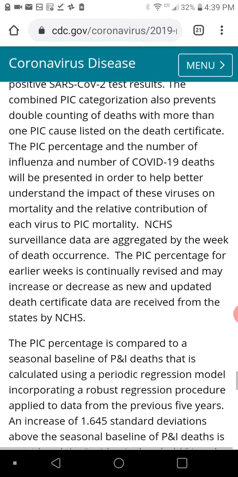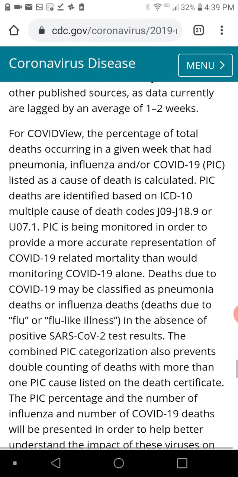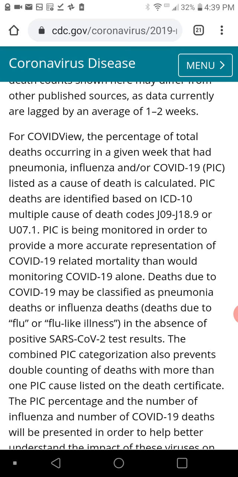And sure enough, it even says that they admit to the fact that they've been using these multiple cause of death codes, J09-J18.9 or U07.1. Both of these are ICD-10 multiple cause of death codes. They've been using these in order to lump together what they call pneumonia, influenza, or COVID, PIC. They say that they lump them together because the deaths due to COVID-19 may be classified as pneumonia or influenza just because there was an absence of a positive SARS-CoV-2 test.